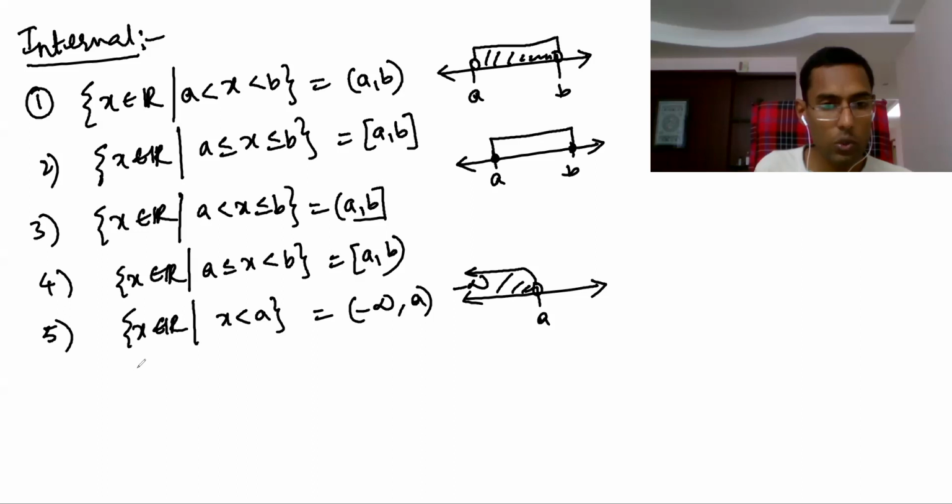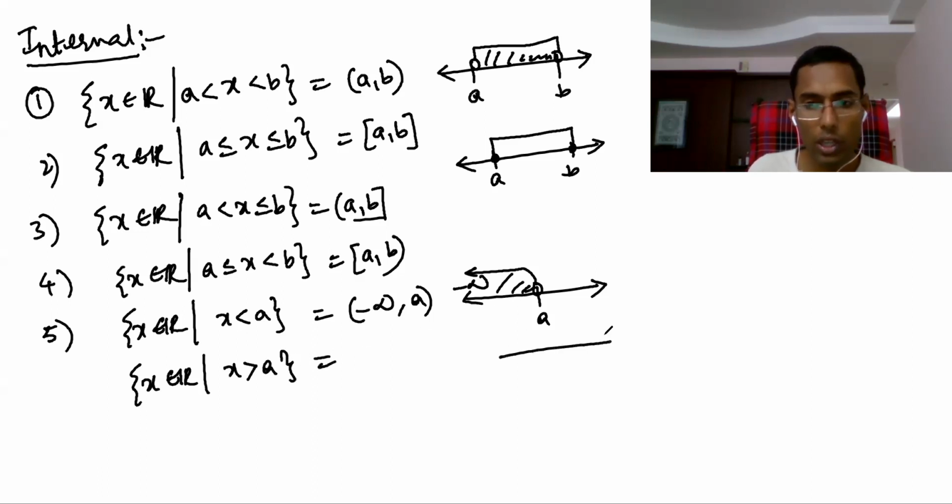Now the next one: x is a real number such that x is greater than a. Greater than a means more than a. Let's say this is a, more than a means like this. Including a or not? No, not including a, a is not included. That means a to infinity. Whenever infinity comes, we only write open. That is a rule. Whenever infinity comes, we have to write open.